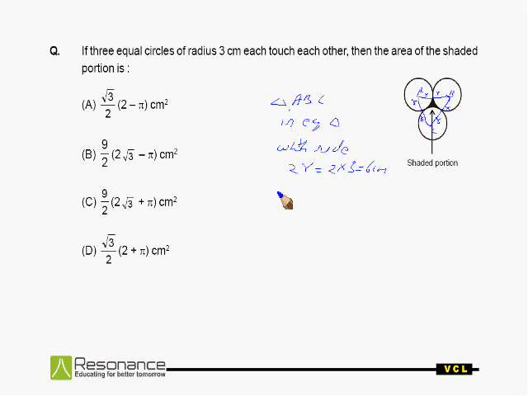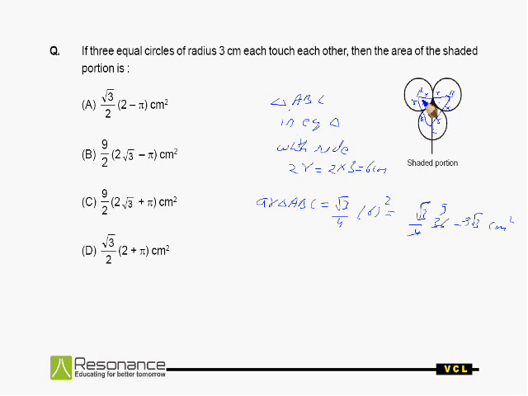Now we can find the area of triangle ABC. We know that the area of an equilateral triangle is root 3 by 4 times side square. The side is 6, so that is root 3 by 4 times 6 square, which is 36, that comes to be 9 root 3 centimeter square. Now we can find the area of this shaded portion by subtracting the three sectors from the area of triangle ABC.